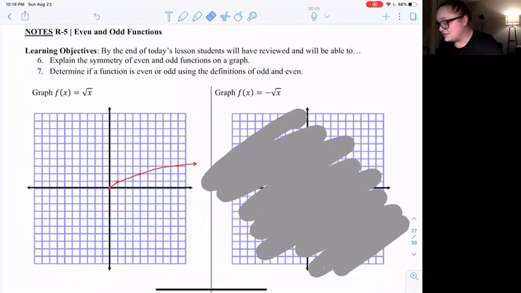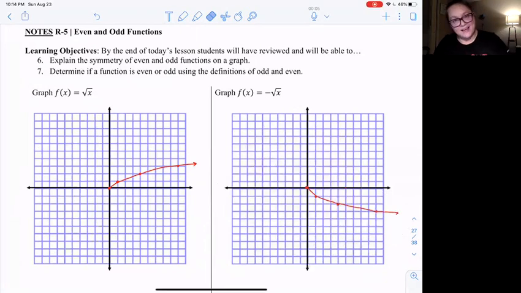Now, what happens if we do negative square root of x? What you want to think about here is that this changes the entire y values of the function. The square root of x was giving us positive values, and now we have the square root of x multiplied by negative 1. So it's going to flip over the x-axis.